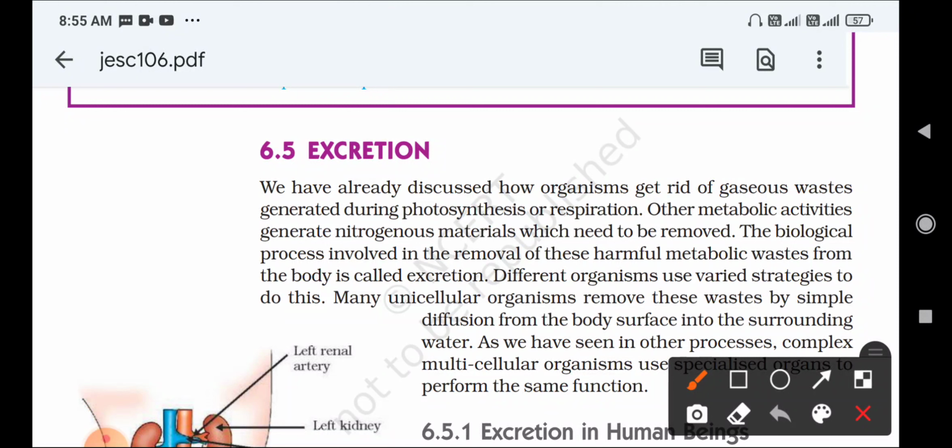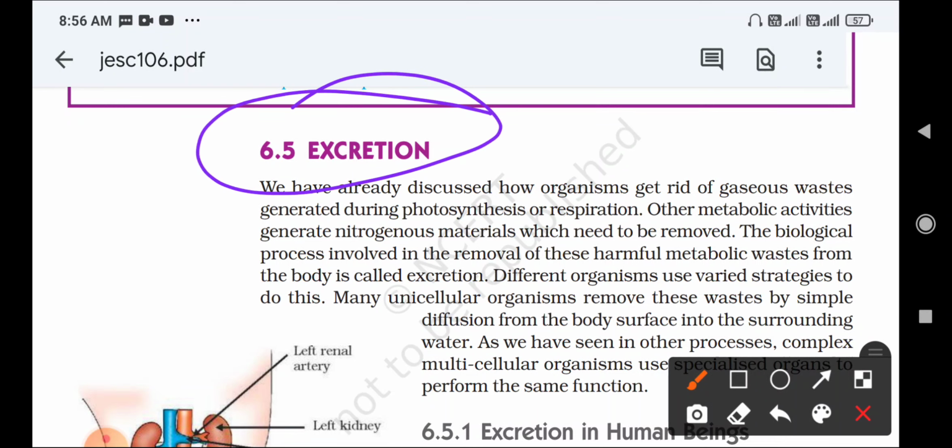So today we are discussing the class 10th chapter number 6, Life Processes. The previous videos of this chapter are available in our playlist, and the link is given in the description. Okay, next we are discussing excretion.